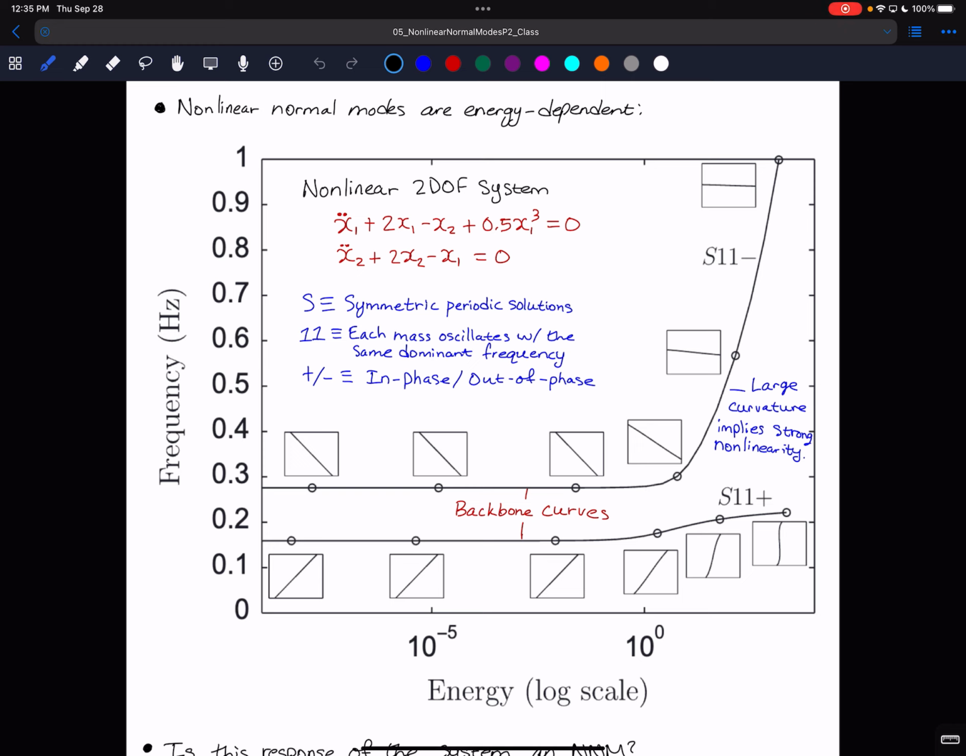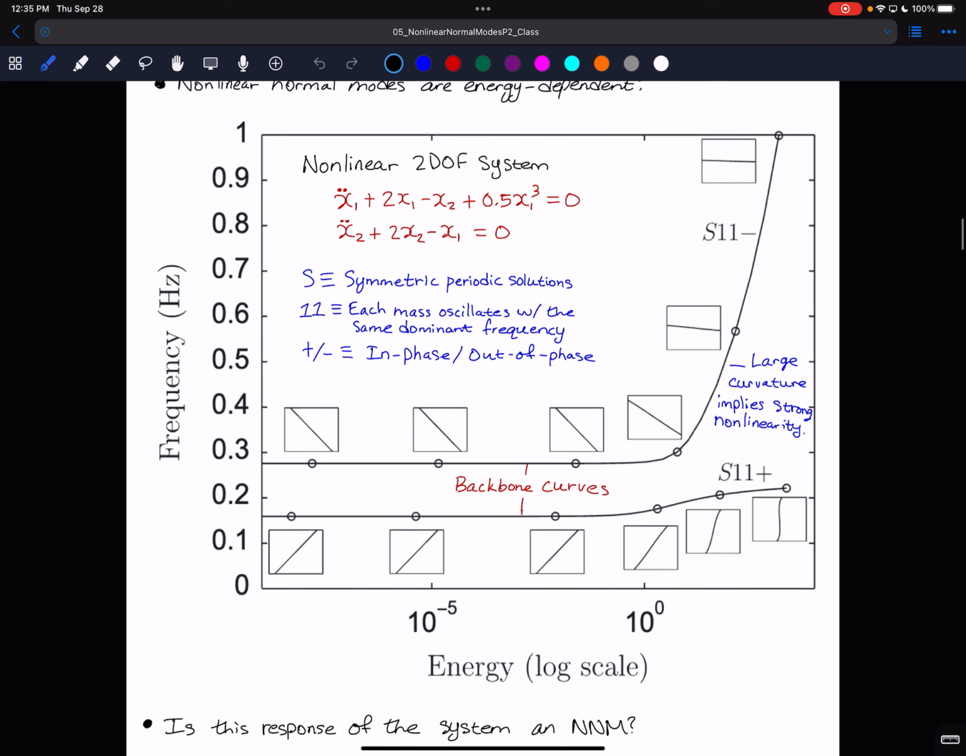And if you read other papers by other people, they may change the definition of these and what they label these as. I like to just say NNM1 or NNM2 because it goes back to the idea of there being 2 degrees of freedom associated to that. However, as you've seen last week and in your homework, there can be more nonlinear normal modes than there are degrees of freedom, and so that does complicate things at times. Okay.